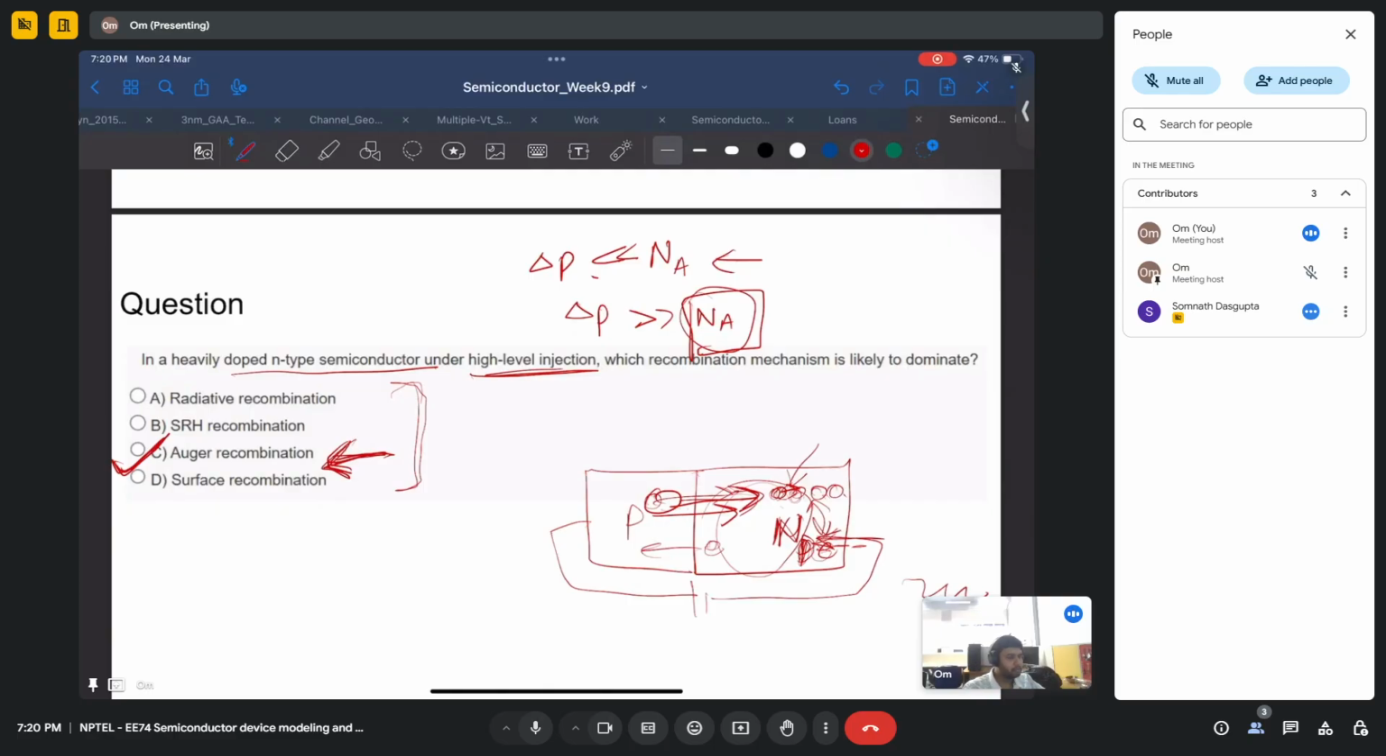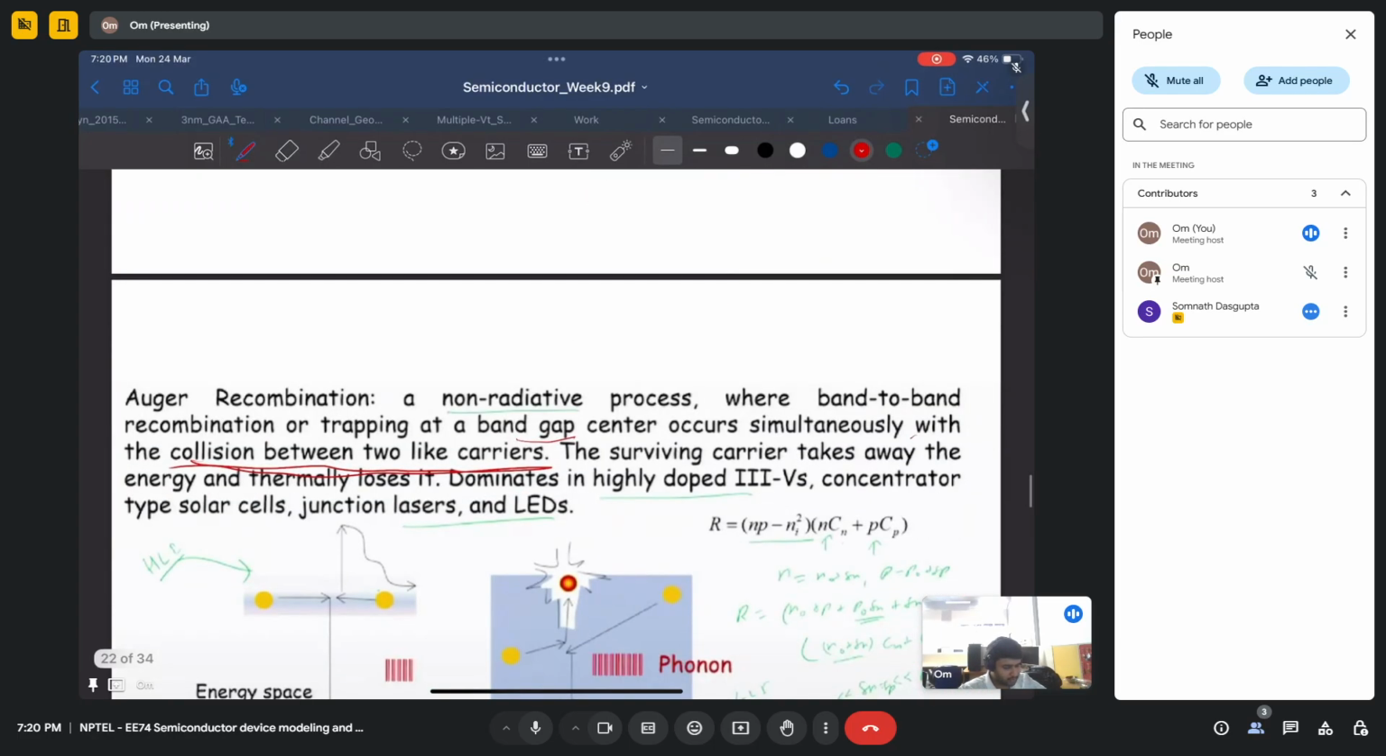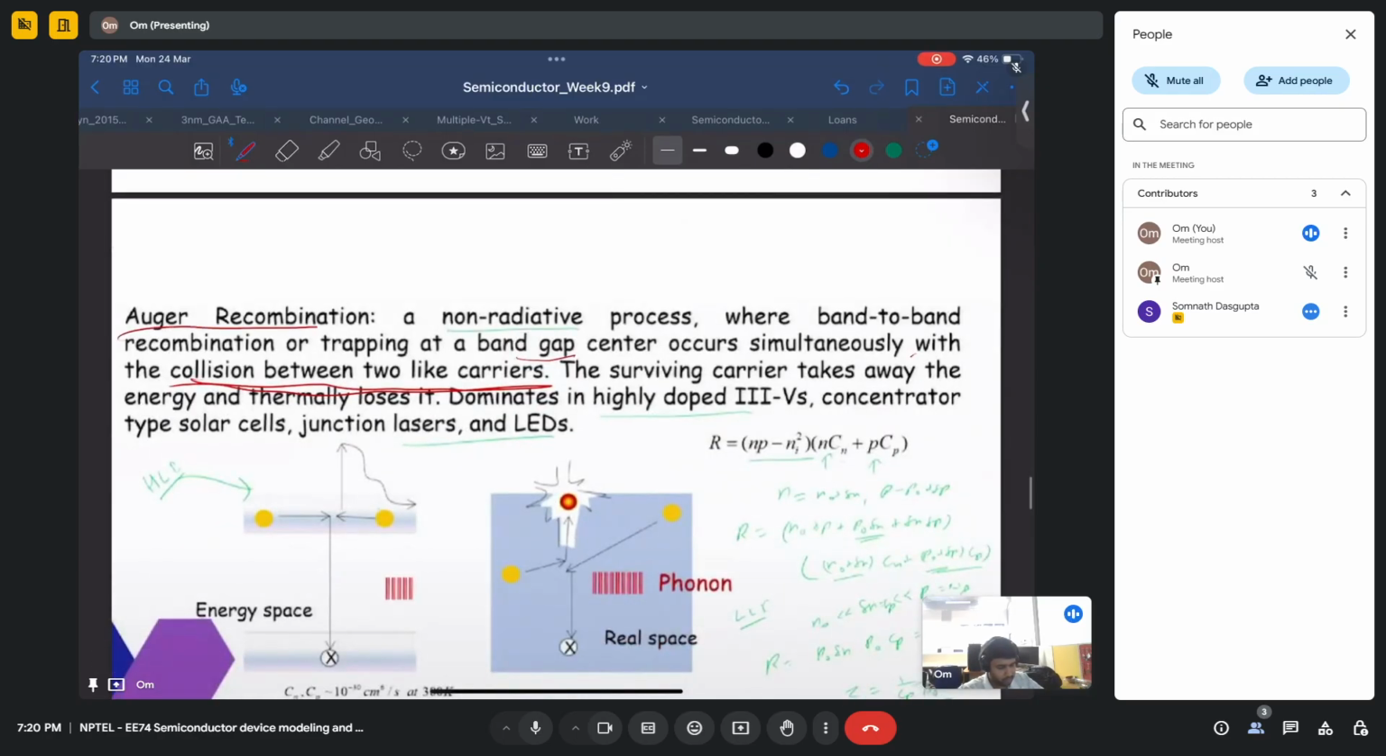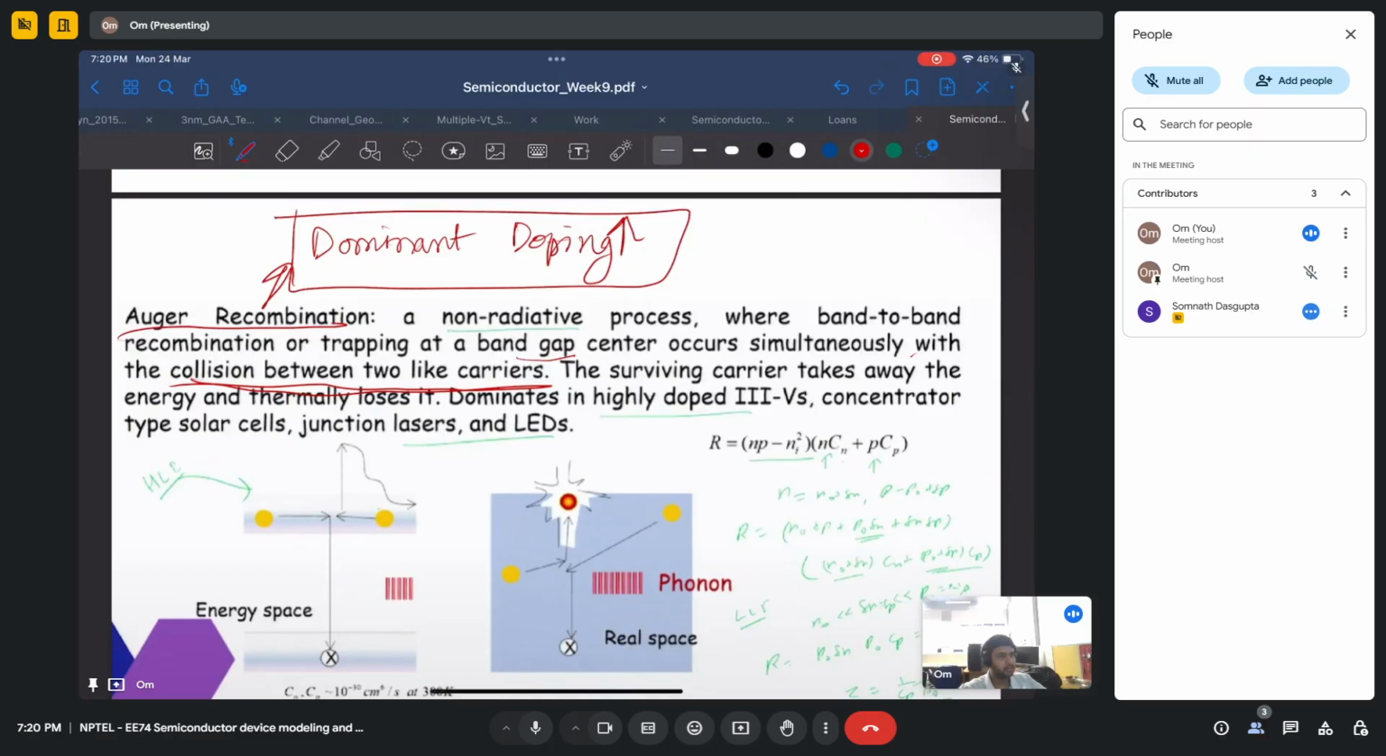To summarize, the key here is that Auger recombination is more dominant when doping is higher. That is the key takeaway from this. You just need to remember this.